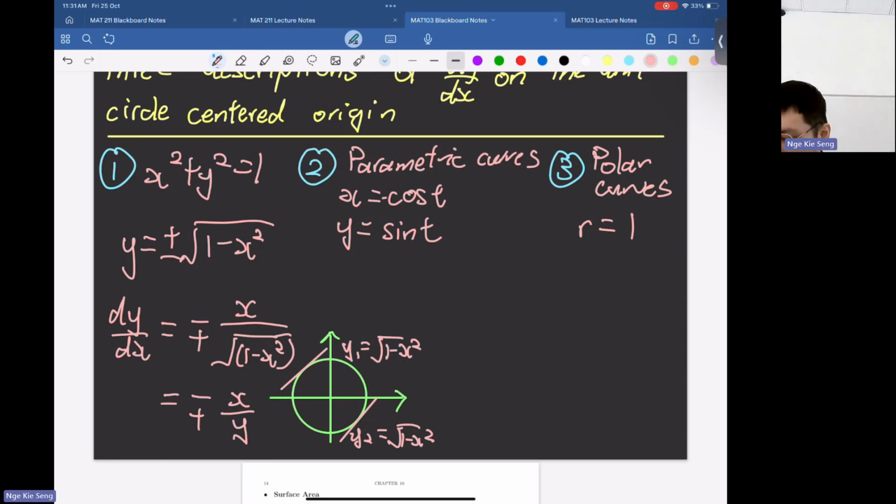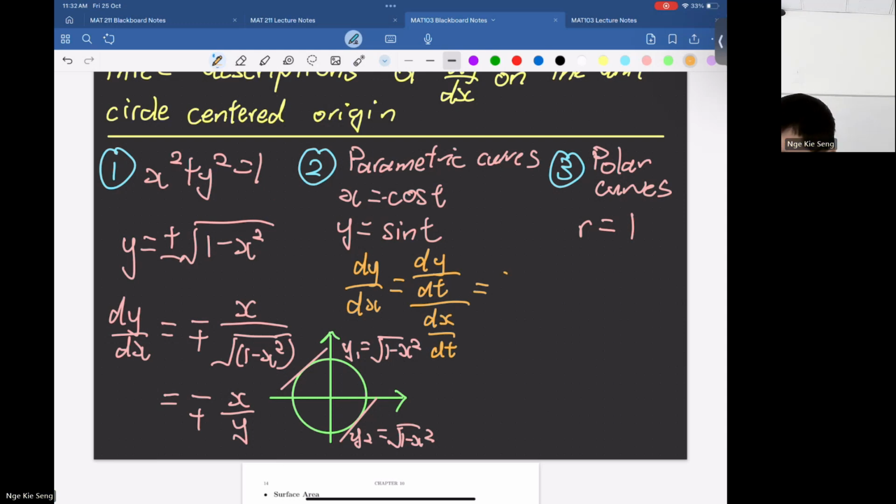Semicircle. But the parametric curve tells you what? dy dx equals what? Maybe use another color. Use the chain rule to compute it: dy over dt over dx over dt. In this case, what do you get? You should get cos t over negative sine t here. But what is this? This is just negative cotangent t.